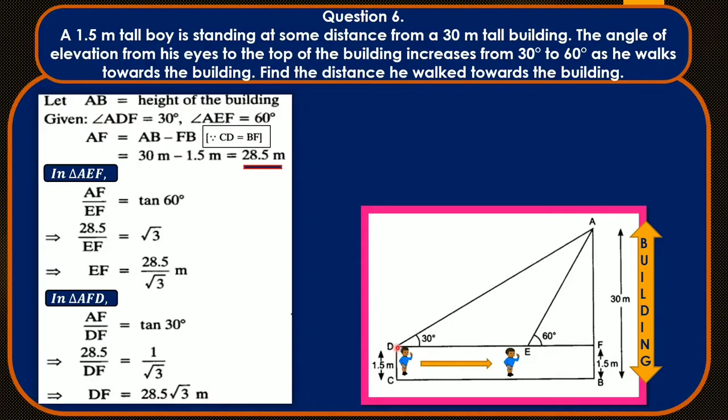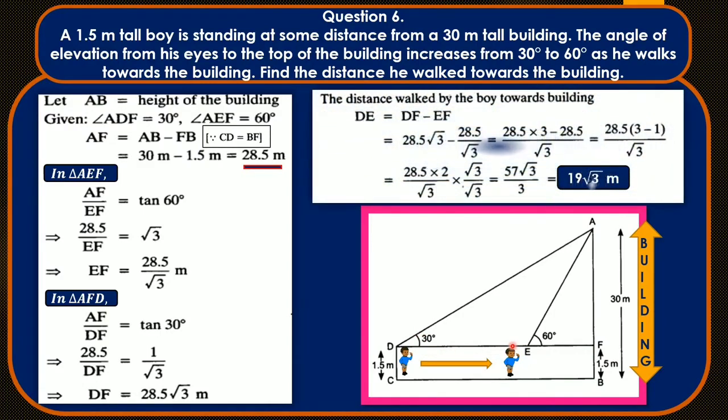It means I got the value of DF as well as EF, but I need to find this distance, that is DE. So here we will see the distance walked by the boy towards the building is what? DE. And how will we find DE? DF minus EF. Just substitute the values, and after solving you will get it as 28.5 bracket 3 minus 1 divided by root 3.